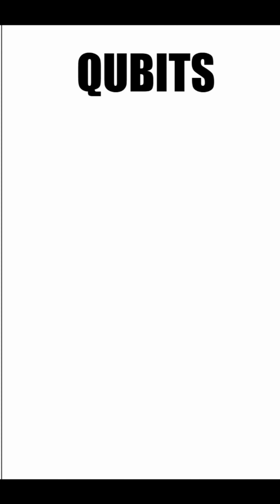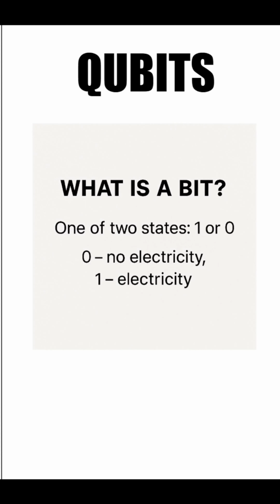What is a qubit? Well, qubits are the basis of quantum computers, but to understand qubits, we first need to understand bits. A bit in a computer is something that a computer uses to check states and to hold memory. But what is a bit? Well, a bit is simply one of two states, 0 being no electricity and 1 having electricity.